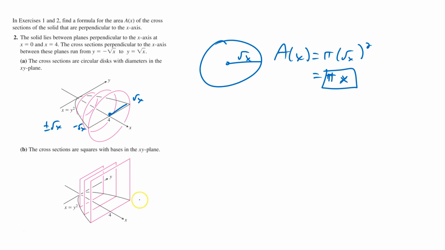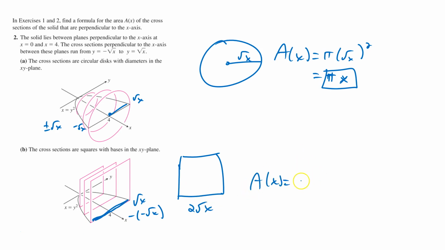Alright, next one. This time we have squares. So that square length along the bottom is going to be the entire thing from negative root x to positive root x. So you could do root x minus negative root x, right? Top minus bottom would give you the entire length of that blue line. But we know the top is root x, the bottom is negative root x, so it's just 2 root x. So the area at any x value is going to be 2 root x quantity squared. Make sure you get that 2 squared. So that's going to be 4x. That's all there is to it.